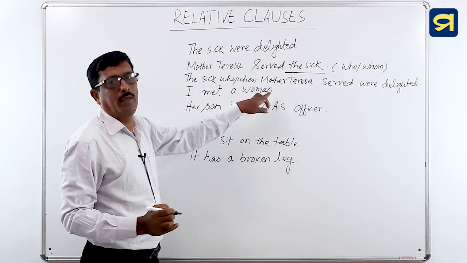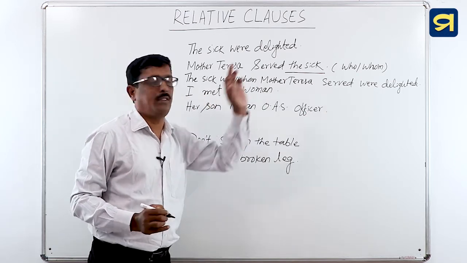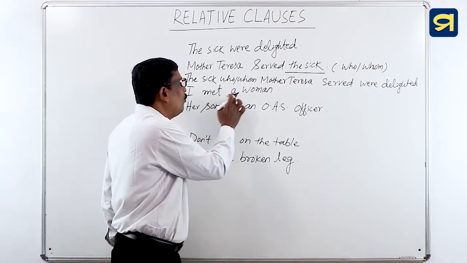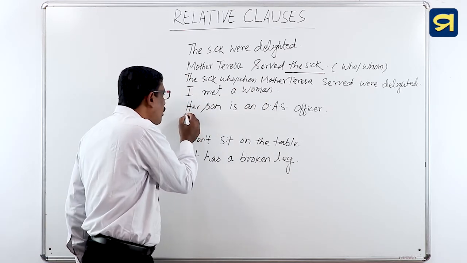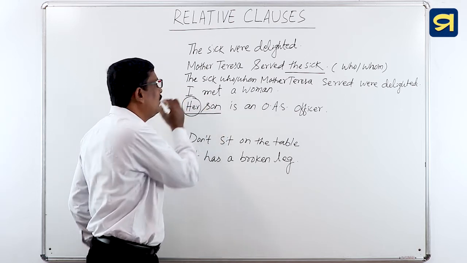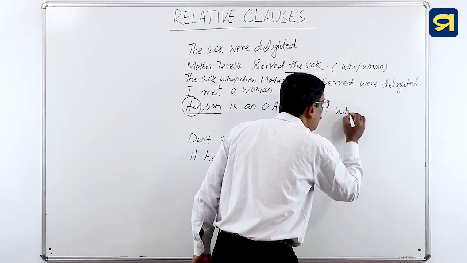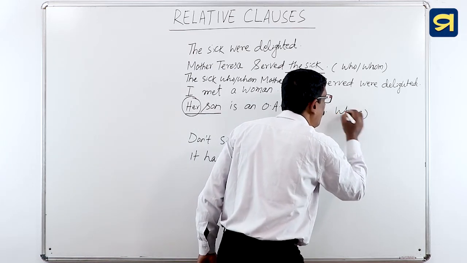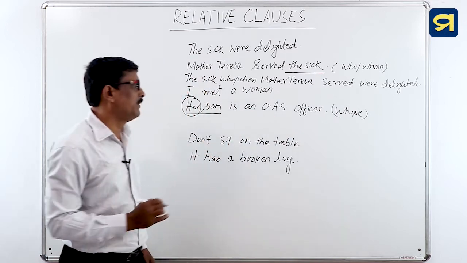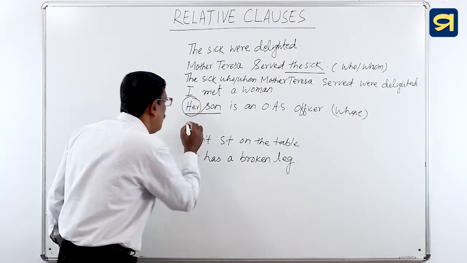I met a woman. Her son is an IAS officer. Here, a woman links with her son. But here, her is linked with the woman. So, the relative pronoun whose is used because it is a possessive word. For possessive especially, the relative pronoun whose is used.